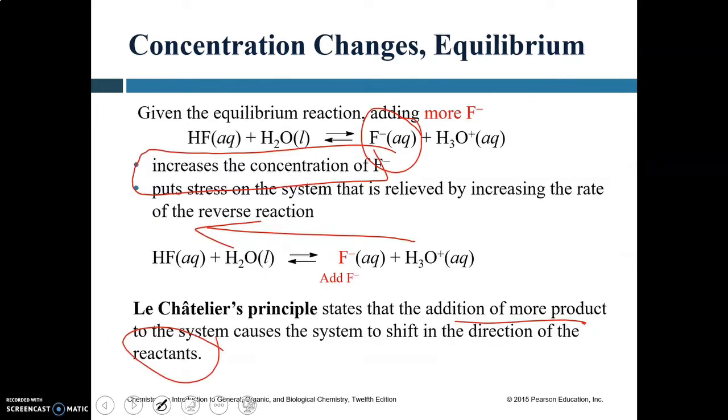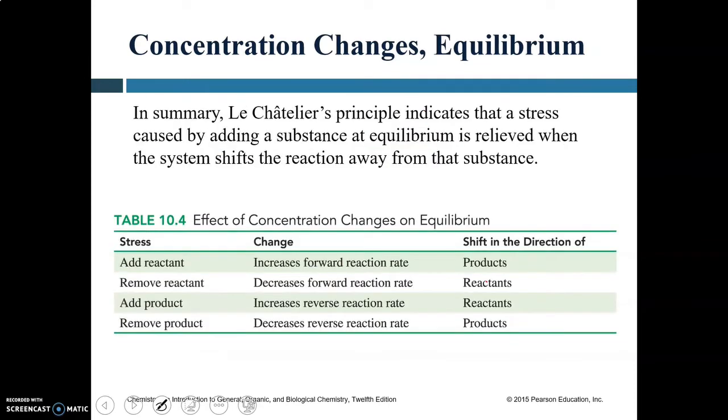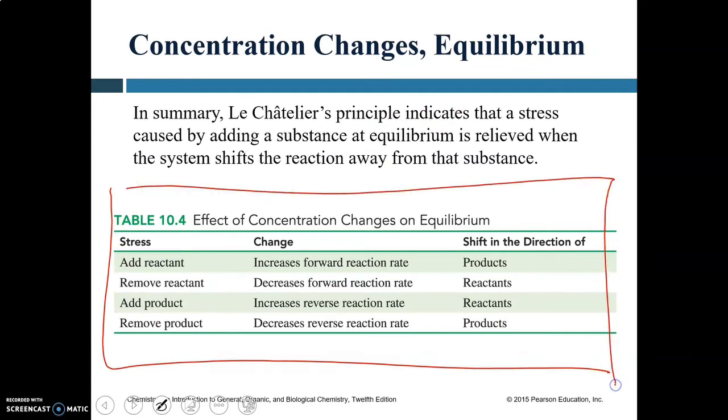And finally, obviously, the removal of the product: if we remove some fluoride, it will reduce the concentration of fluoride, shifting the balance towards the products. So we can say that the removal of a product shifts the system towards the direction of the products. So this is the summary that you definitely should review.